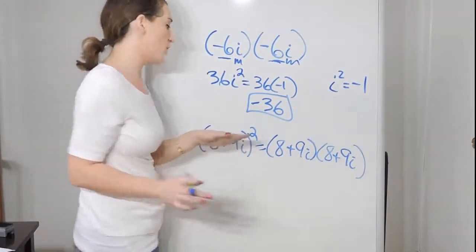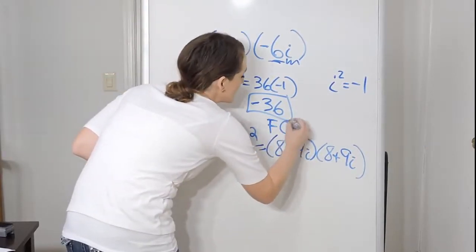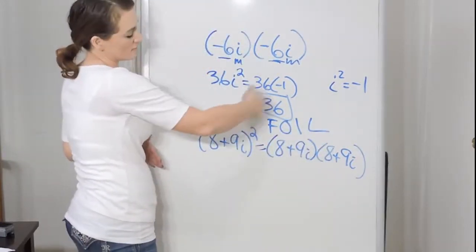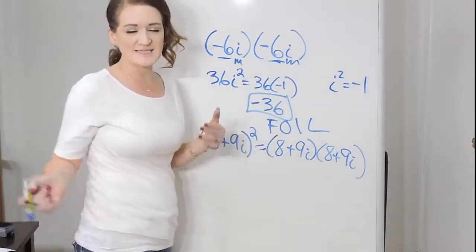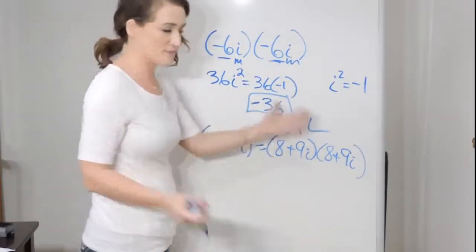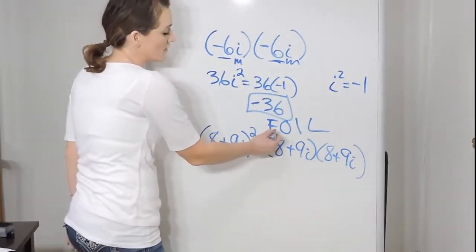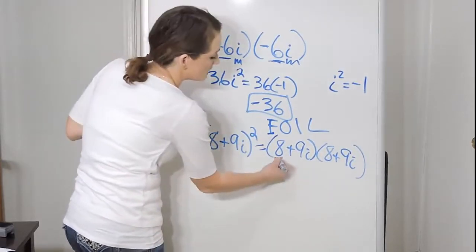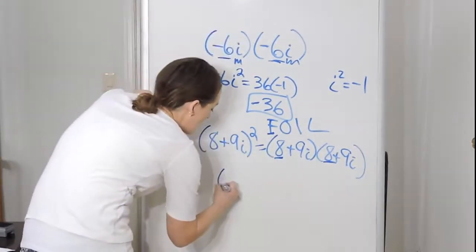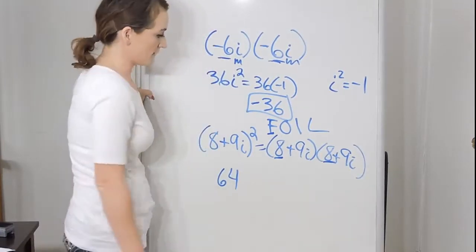I'm going to go ahead and FOIL it. So if I'm FOILing, remember FOIL stands for first, outside, inside, last. It's just an order in which to multiply two binomials together. Starting with F, that's first, which is the 8 times the 8. 8 times 8 is 64.